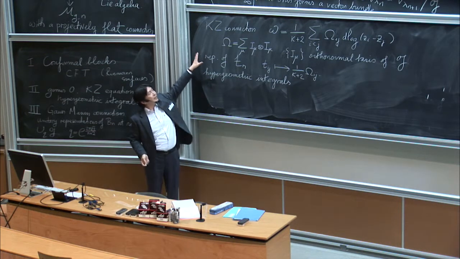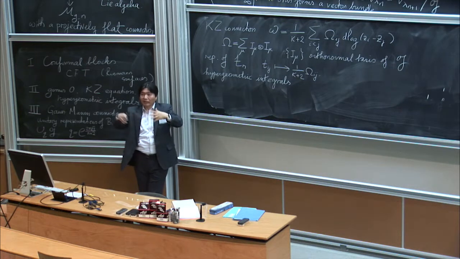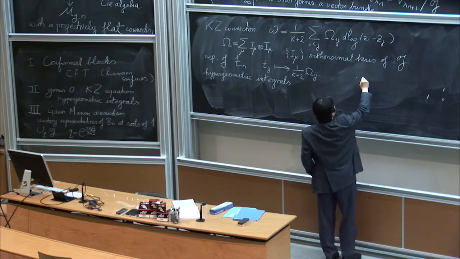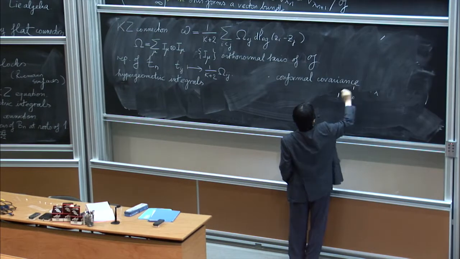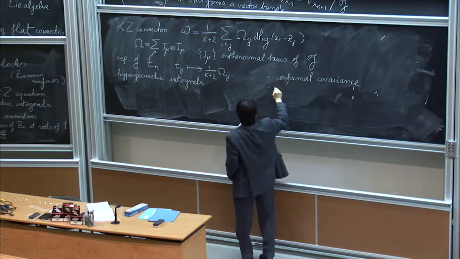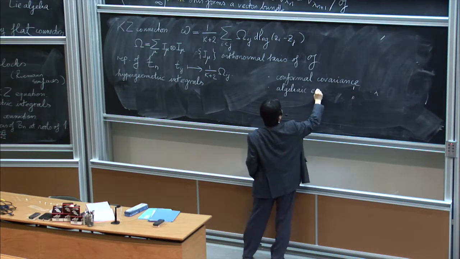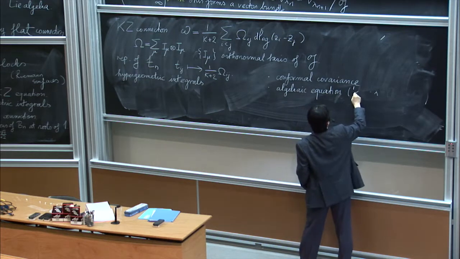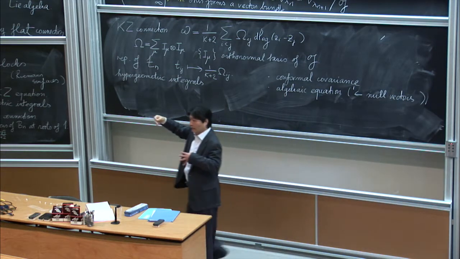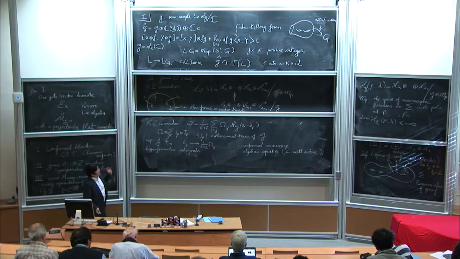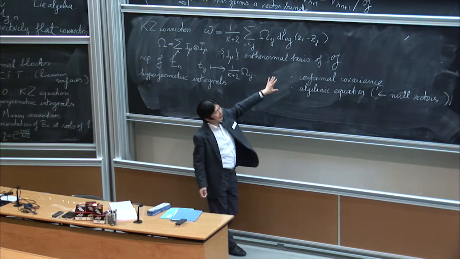So first, I'd like to mention that the Knizhnik-Zamolodchikov equations, the conformal block satisfies this, is invariant by these Knizhnik-Zamolodchikov connections. And also, it has some nice conformal covariance. And also, some algebraic equations coming from the existence of null vectors. Since the vector space we're considering is not a Verma module, there are some algebraic relations. So we can check that the space of conformal blocks is compatible with KZ equations, conformal invariance, and algebraic equations.